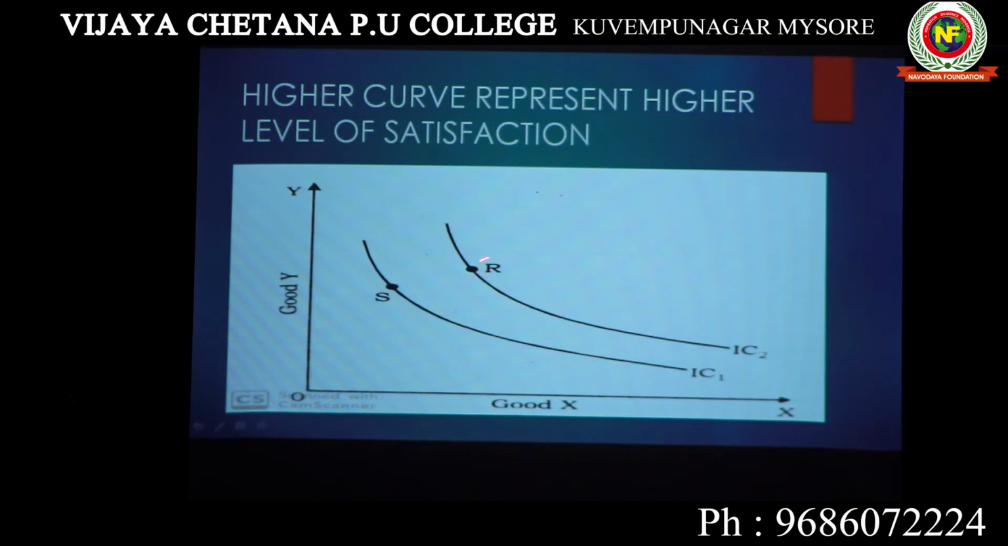Exactly. R gives more satisfaction, because it has more amount of goods. The S combination gives him less amount of goods. See here, this is less amount, this one is more amount of goods. So R gives him more satisfaction than S. R lies in IC2, S lies in IC1. So IC1 has less satisfaction, IC2 gives him more satisfaction. That's why higher the indifference curve, higher the satisfaction. If another one comes here, IC3, our consumer goes to IC3 because it gives him more satisfaction than IC2. That's why higher the indifference curve, higher the satisfaction.